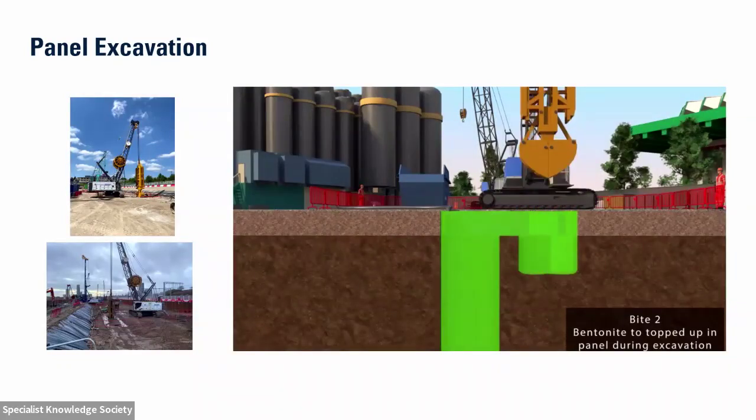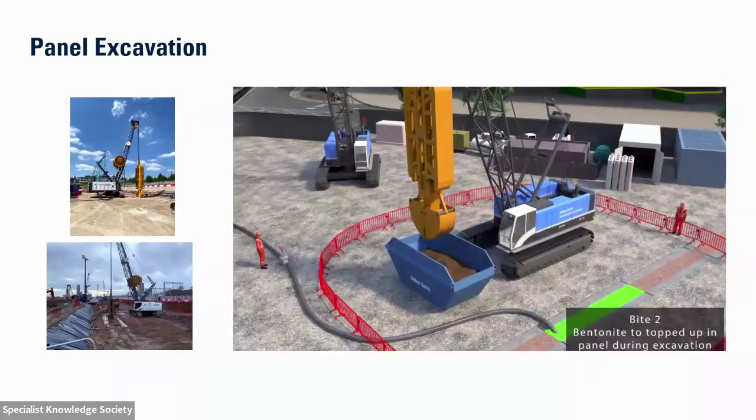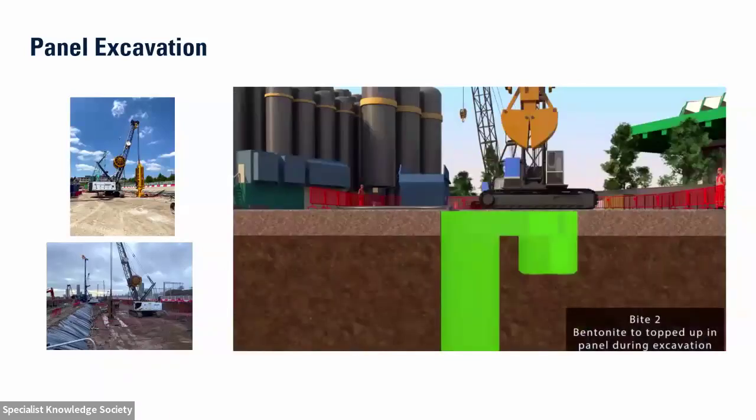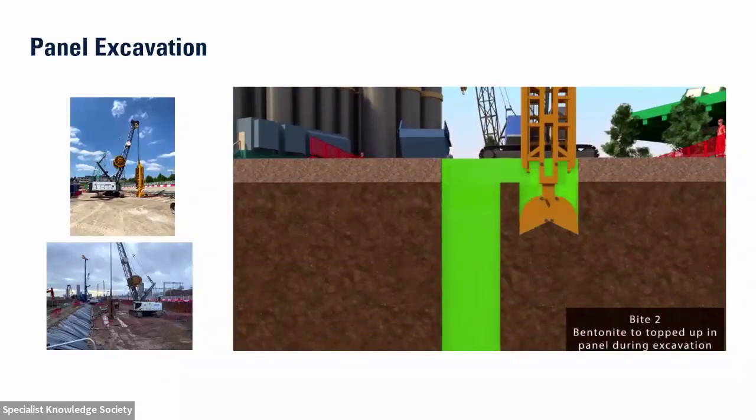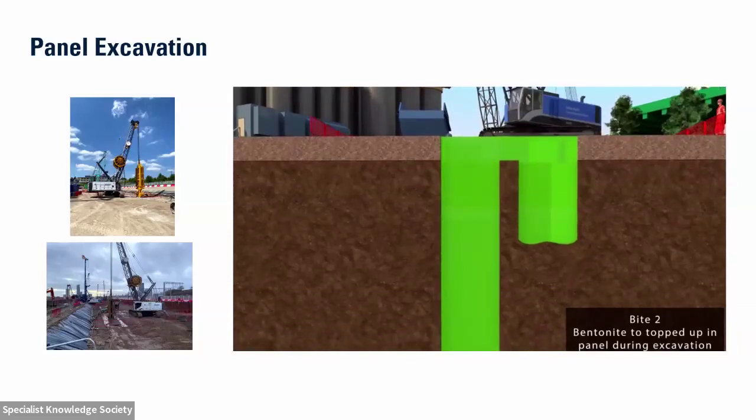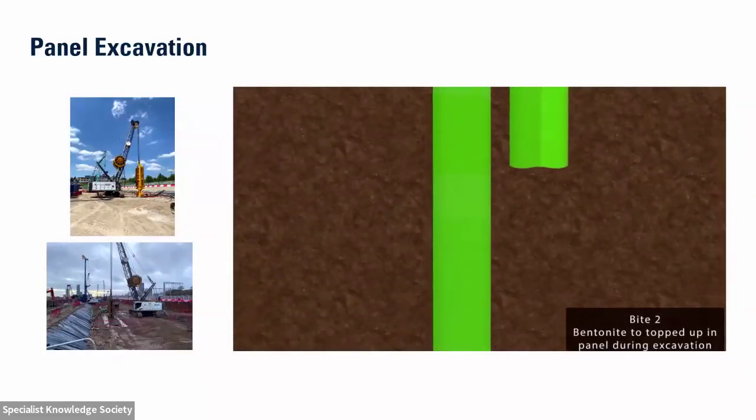There it is, and there's a significant size of bentonite plant that you might need on your site. So again, this all links very much back to reducing your geotechnical risk. You've got quite a lot of temporary works to think about, and a lot of plant and logistical planning on site if you're looking at a diaphragm wall.